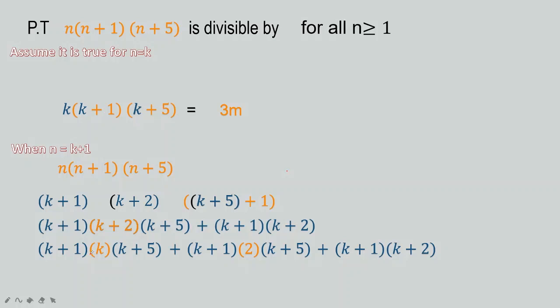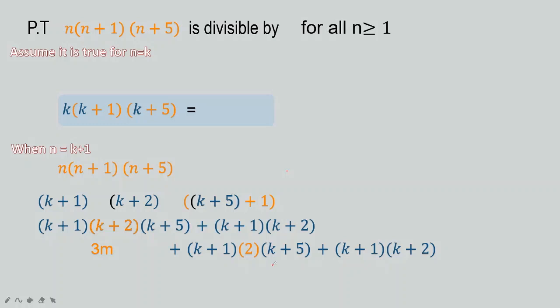So k into k plus 1 into k plus 5 is equal to 3m. That's what we assumed, and that's the same statement that we got here. Do you see that? So I can substitute this value here. So this will be 3m. Okay, so now you have 3m plus all this thing.